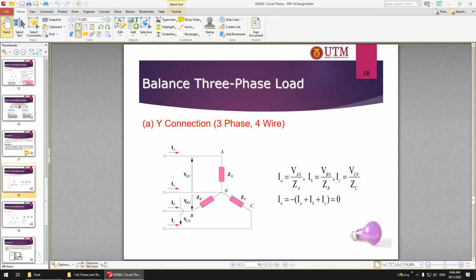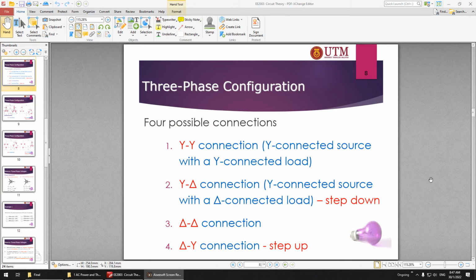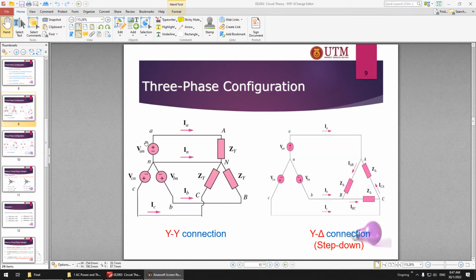Okay, so let me open the sketchbook. Okay, so this one you have to know how to draw everything. Y, delta, delta, Y, delta. Okay, so this is the drawing. You need to know how to draw everything, and you need to know how to label. Okay, this is important for the labeling.